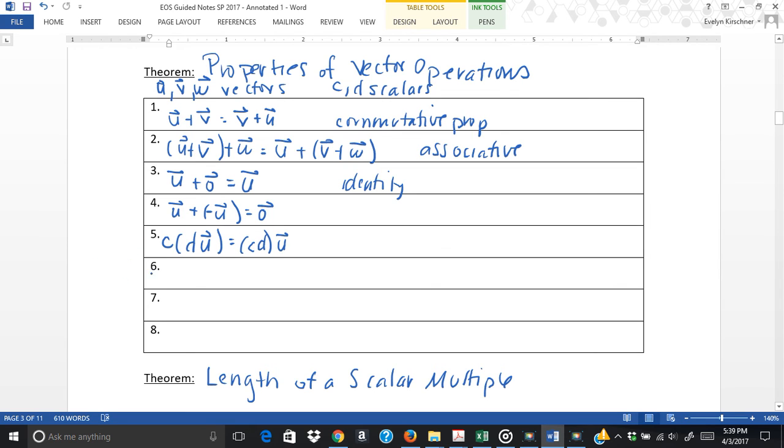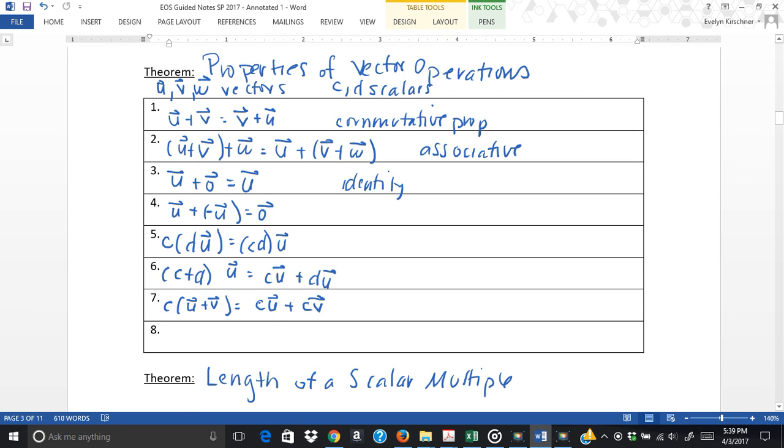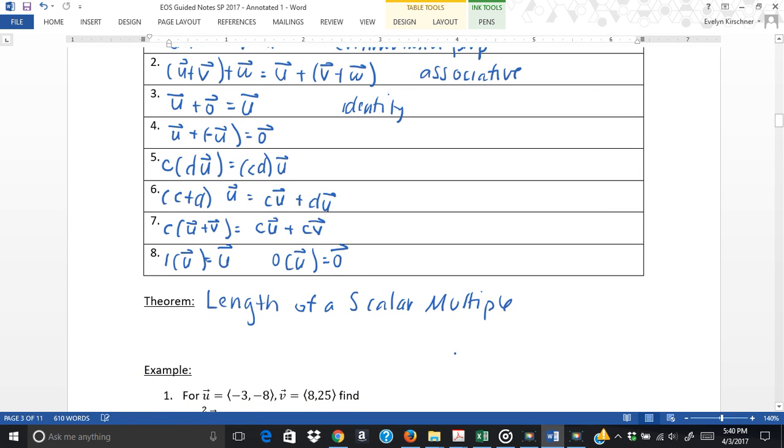And then I also know that I can distribute. If I have two scalars, c plus d times u, it's the same as cu plus du, the distributive property. And I also know that if I have c times the sum of two vectors, it's the same as multiplying c times each of those vectors. And of course, the scalar 1 times u is just u, and the scalar 0 times u is the 0 vector. And the last little theorem we have is the length of a scalar multiple.